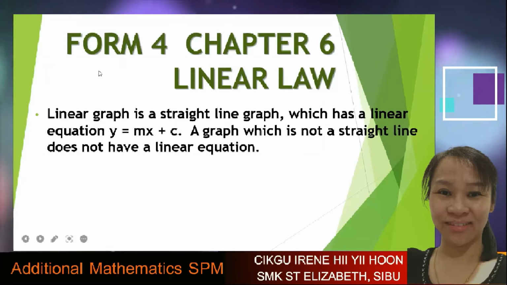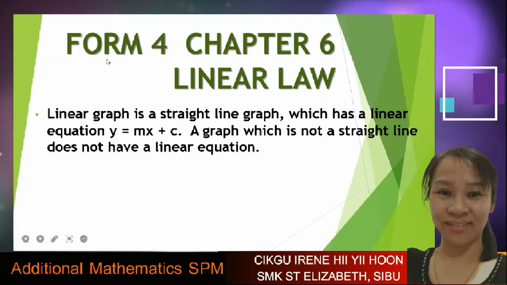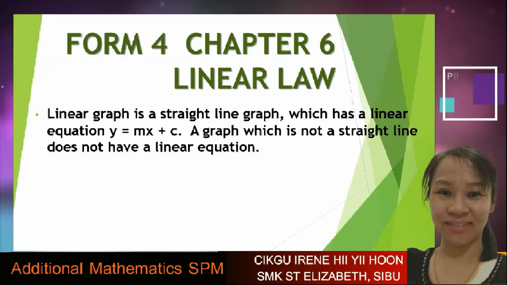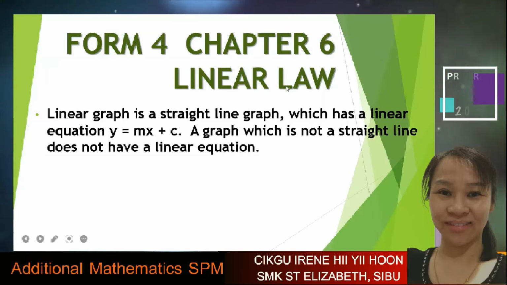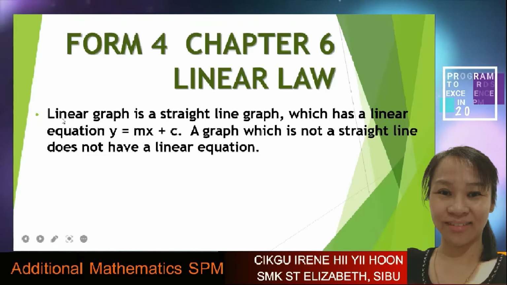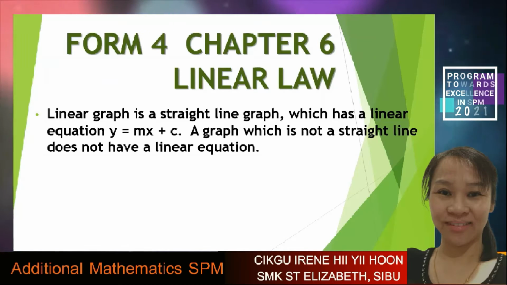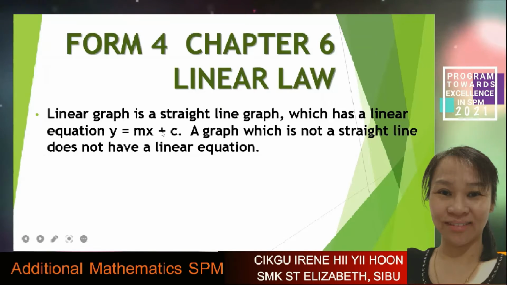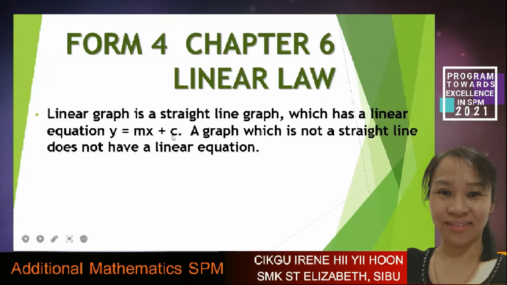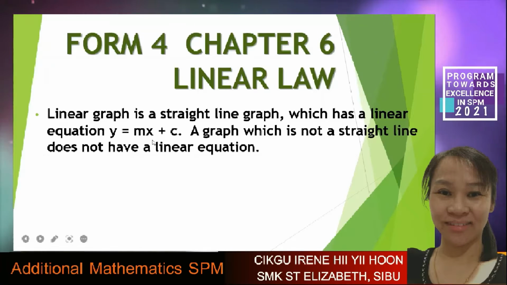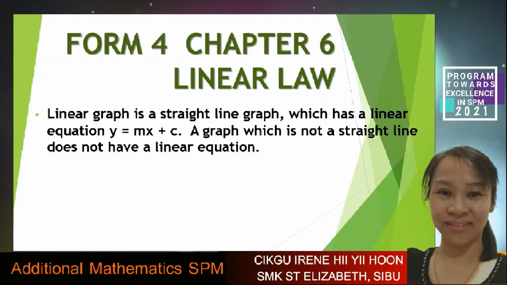Today, I'm going to show you some concepts and questions about the Form 4 Chapter 6 Linear Law. In this chapter, we will learn that a linear graph is a straight line graph which has a linear equation y equals mx plus c. Here m represents the gradient of the graph and c represents the y-intercept.